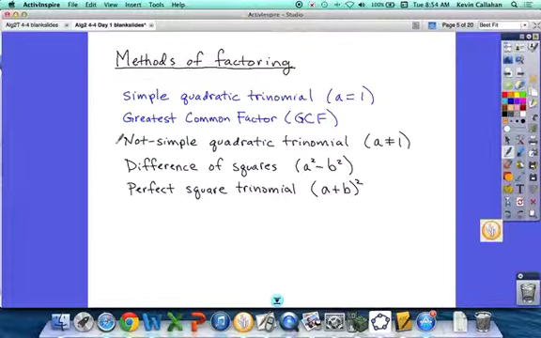And actually the one that's the hardest of all of these, by far, is this, not simple quadratic trinomial. When a does not equal 1, then it's about a 6-step process to factor one of these things. Right? It's a 1-step process here. It's a 6-step process here.